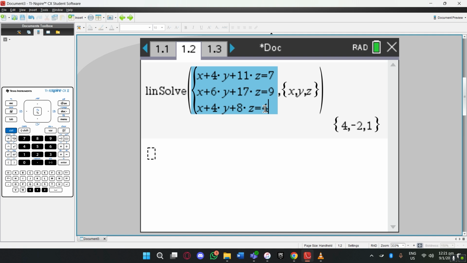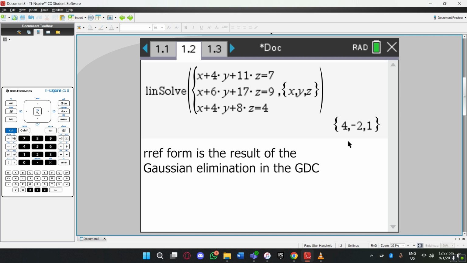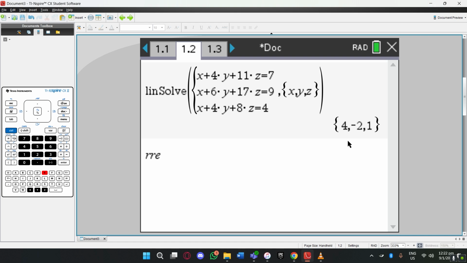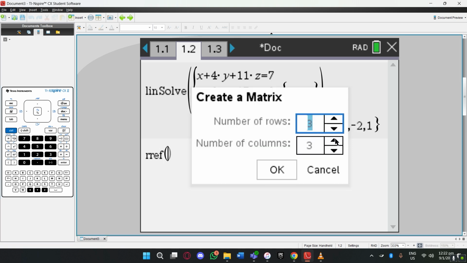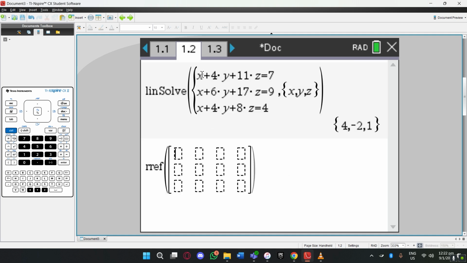Now let's see how solving these systems of linear equations looks like in the GDC. We can see that there's a unique solution over here. Now what if I want to show that there's a unique solution in the form of RREF? What I'm going to do is type in RREF, then I'm going to put a bracket, and I'm going to come over to this button and click on this matrix. Now we will want 3 rows and 4 columns so that we can key all these into the matrix.